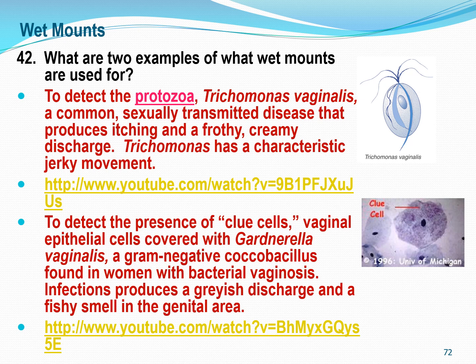Now, I've showed y'all that video in lab before, but here's a link to the YouTube video that actually shows you that particular protozoa in its live movement. It's really good if you guys could copy this and paste this into your browser and watch that video. It's very interesting. Also, wet mounts are used to detect the presence of what we call clue cells, vaginal epithelial cells covered with Gardnerella vaginalis, which is a gram-negative coccobacilli found in women with bacterial vaginosis infections.